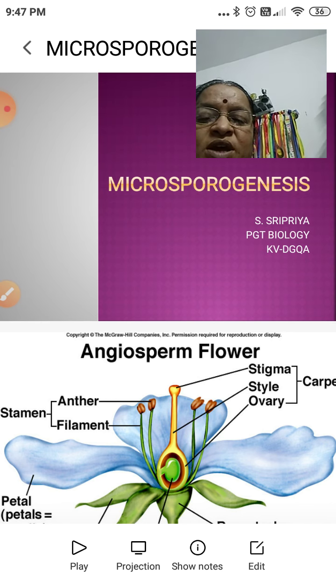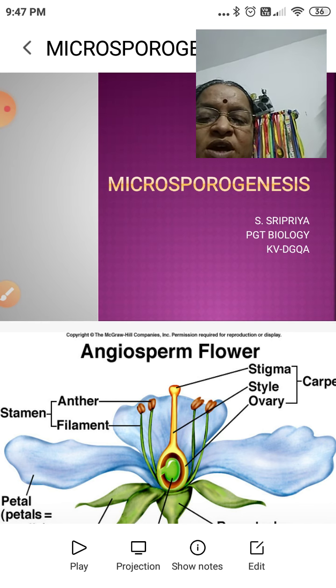Now let us concentrate on the sexual parts of the flower. The stamen, that is made up of the anther and the filament, and we have the carpel, which is made up of the style, stigma and the ovary. So in this chapter we are going to learn about the microsporogenesis that happens inside the anther. So the male reproductive unit, otherwise known as the stamen, as we saw in the diagram, has the long slender stalk known as the filament, and then the anther.